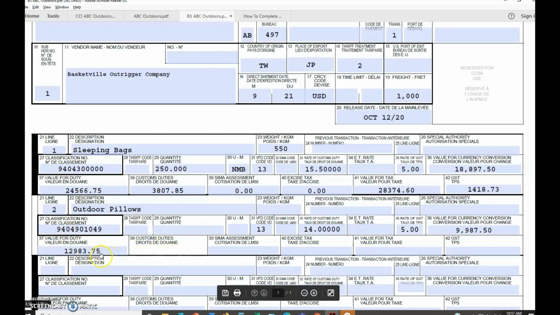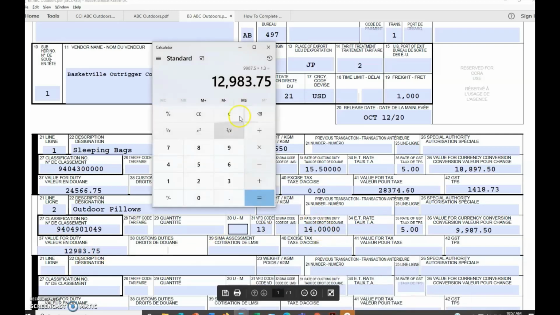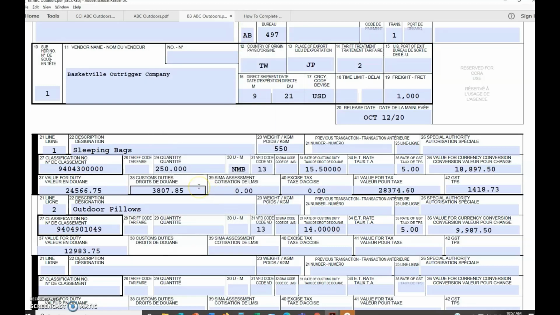The customs duties is the value for duty times the duty rate. Well, our value for duty is $12,983.75 times 14%, which equals $1,817.73. Rounded up. SIMA assessment is always going to be 0. Excise tax is always going to be 0.